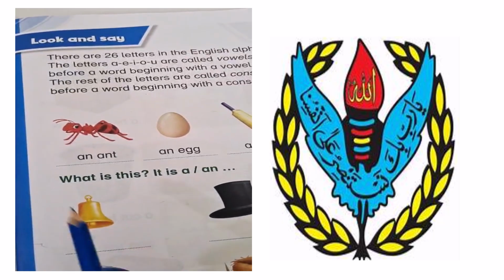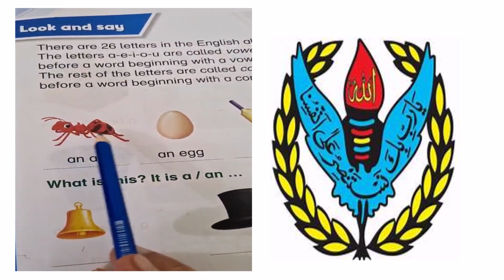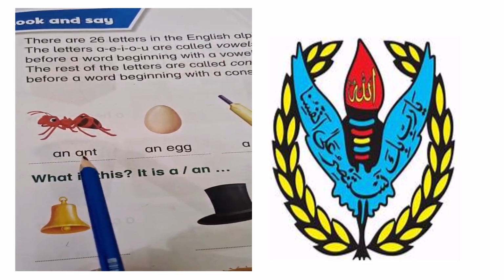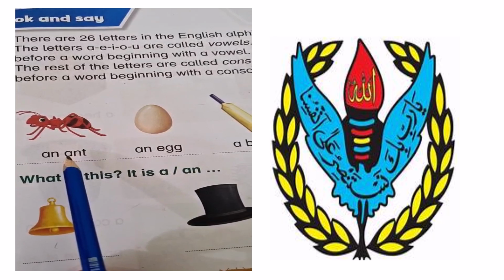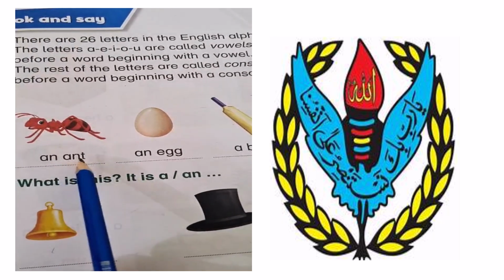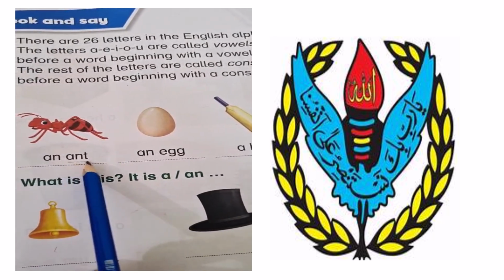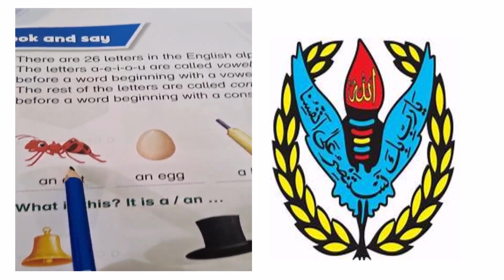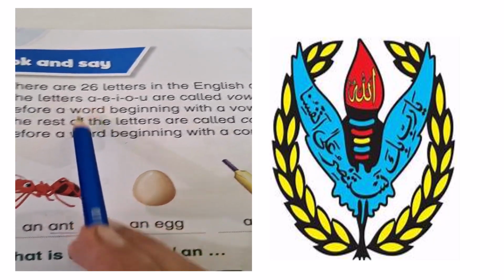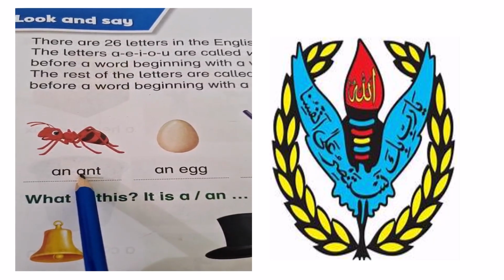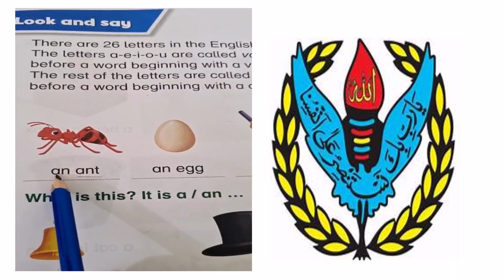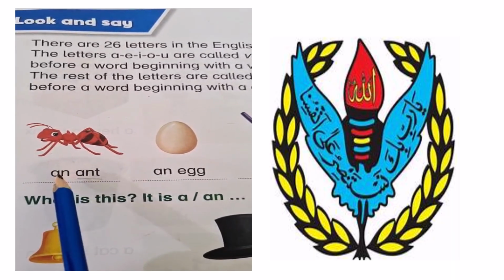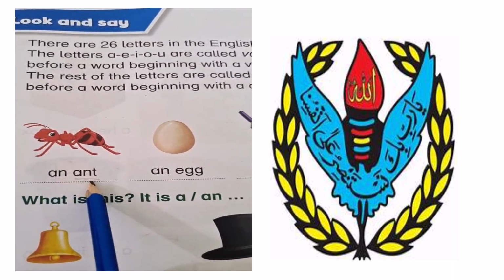Okay, now look at this picture. This is the picture of an ant. Now this is the word ant. Now the word ant starts with a vowel. A is a vowel. See, A is the vowel. And before the vowel, there is an. So if we call it, we will call it an ant.